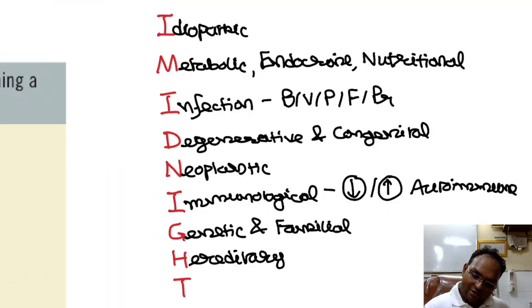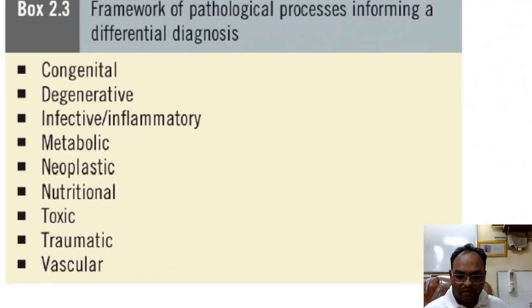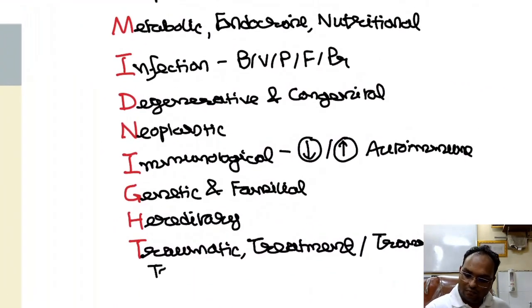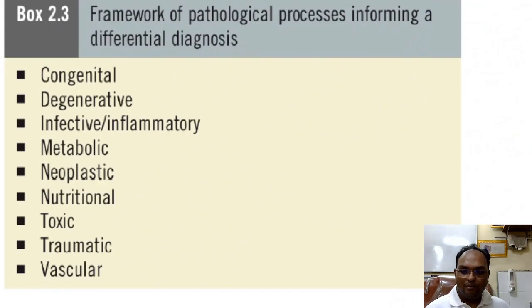T is traumatic. Treatment, that is iatrogenic. Transfusions. T can have different meanings, basically it's doctor related. Either it's trauma, surgical trauma, or trauma from outside, or treatment, transfusion related. This is the etiology of the common diseases which we have, which has been elaborated over here. And also toxic, yeah. The other T is toxic. Different toxins. So that is a brief summary.